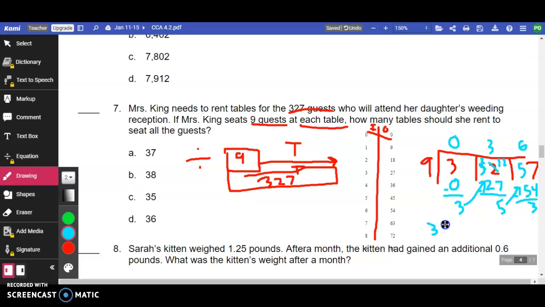So my final answer is 36, remainder 3. Is my correct answer D? It is not. This is saying I can have 36 full tables, but 3 of my guests will not be seated at a table. So, what should be my final answer? 37. I'm going to get 1 more table to seat the 3 extra people.